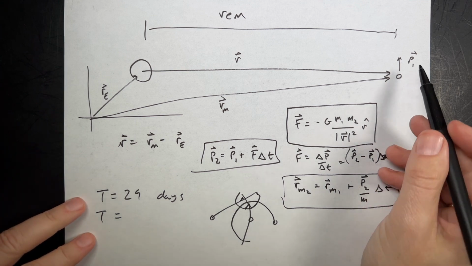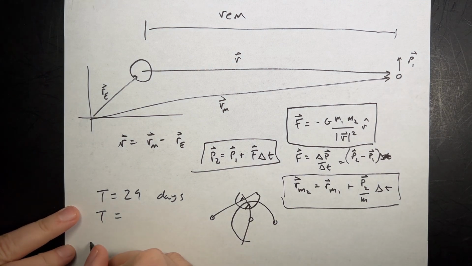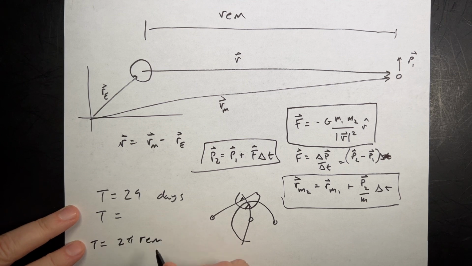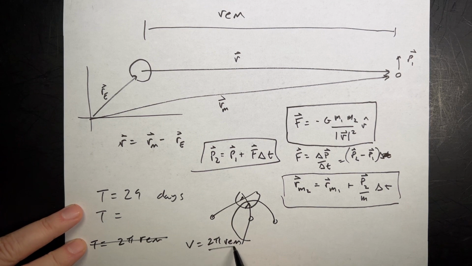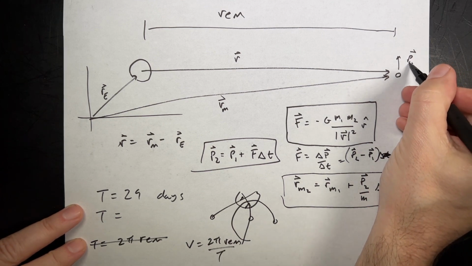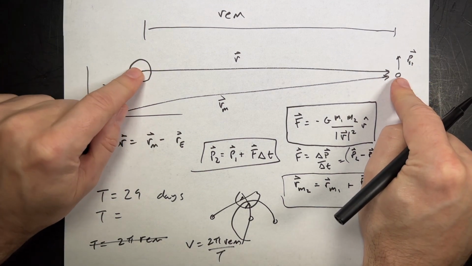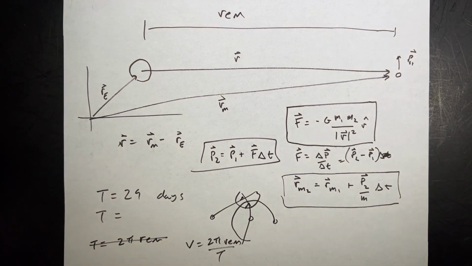Okay, so what I'm going to do, once I know the period, I can say the velocity is the distance around, 2 pi REM, to go around once, divided by the period. I need that velocity to find this value right here. So I'm going to put this on the x-axis, and it's going to move in the y direction. And I'm not going to have the Earth rotate in the right direction, and I'm fine with that.